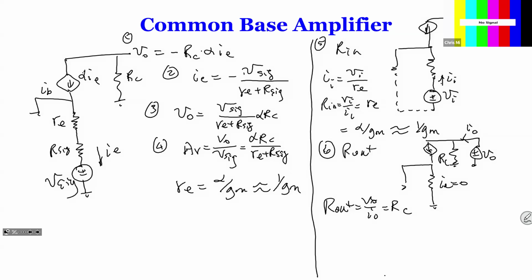RC, okay? So common gate, common base, yeah. Short input, so you're taking out VSig and you're putting in VI. When you calculate input resistance, you take out VSig and put a V in over there, just like a testing voltage, an ideal voltage source with no internal resistance, connected to find the current.